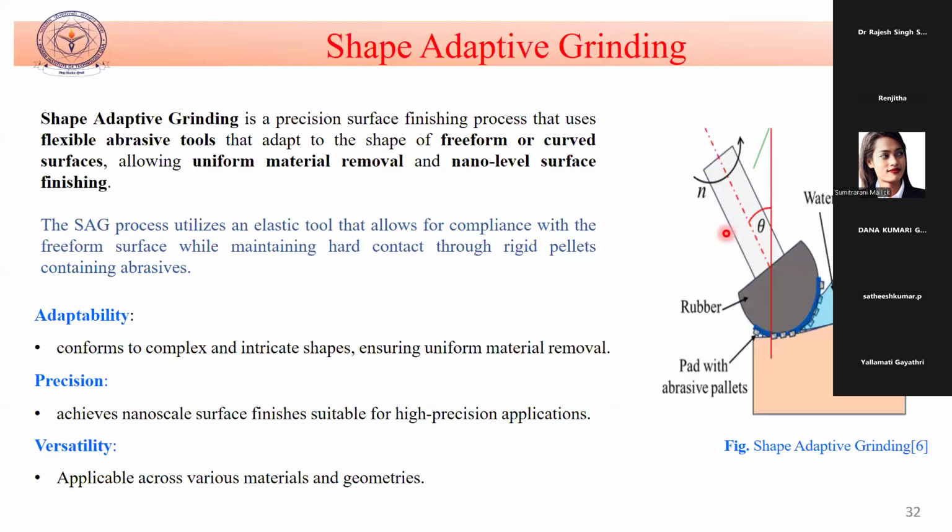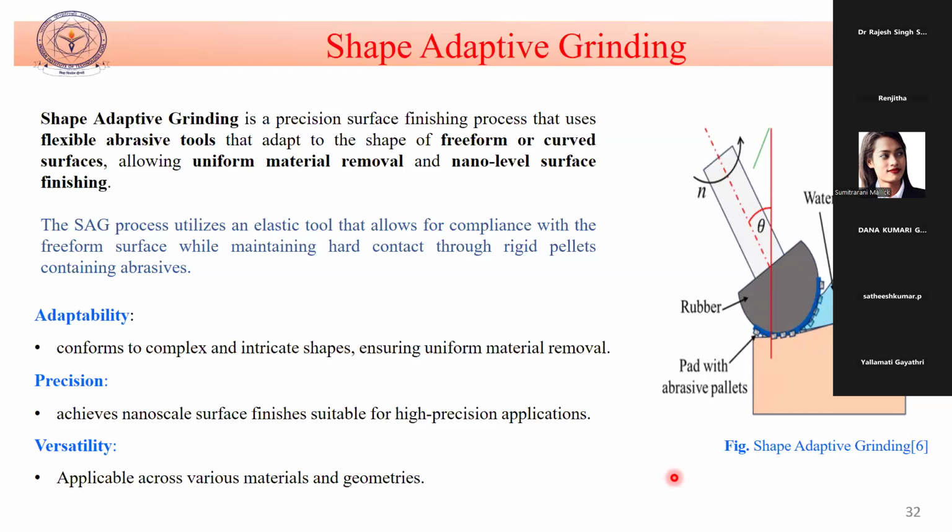So after that, let's say we want to finish on a free-form surface. Free-form means, as you can see, the surface is not flat. This is just like some free-form. Okay, so one process developed in Japan.